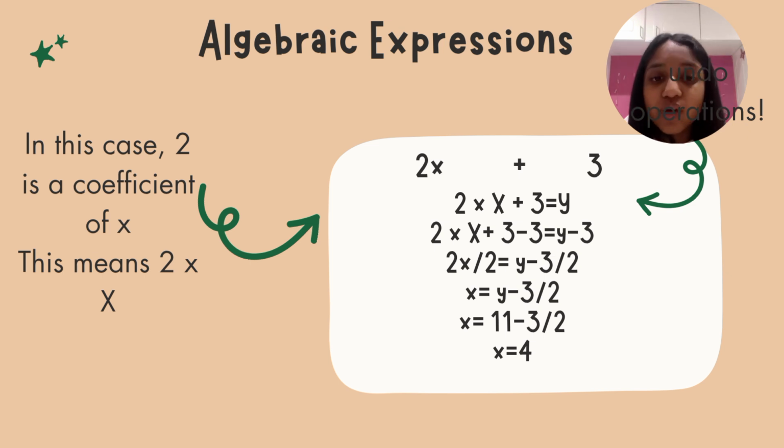Then we say 2x divided by 2. The 2's cancel out each other because 2 divided by 2 is 1. So it'll just be 1x. But whenever we have 1 something, 1x or 1y, we can just leave it as x or y. So therefore we say x is equal to y minus 3 divided by 2.